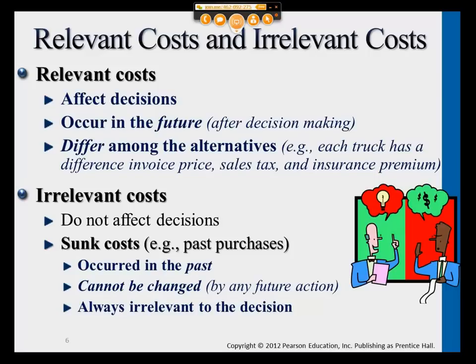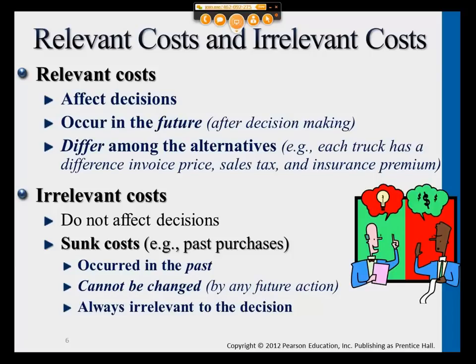So we need to really make it clear which costs are going to be relevant and which are not. They will affect our decision, as we just figured out, and they are also going to occur in the future. So after we make the decision, some costs are going to occur in the future. Before we make a decision, we're not going to know for sure what the costs are going to be. We can only estimate, right? We can probably predict. They also are going to differ among all the alternatives that we have on the table.